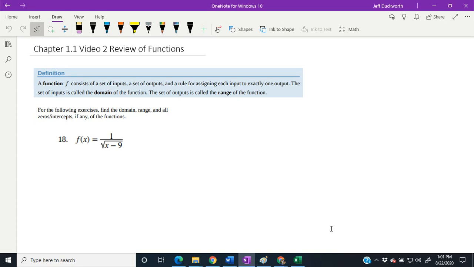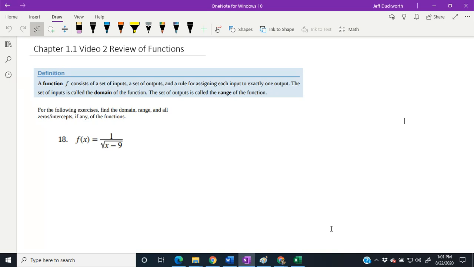First of all, the definition of domain and range are above. I pulled this out of your book. It says a function f consists of a set of inputs, a set of outputs, and a rule for assigning each input to exactly one output. The set of inputs is called the domain of the function. The set of outputs is called the range of the function. So the domain are your x values and your range are your y values.